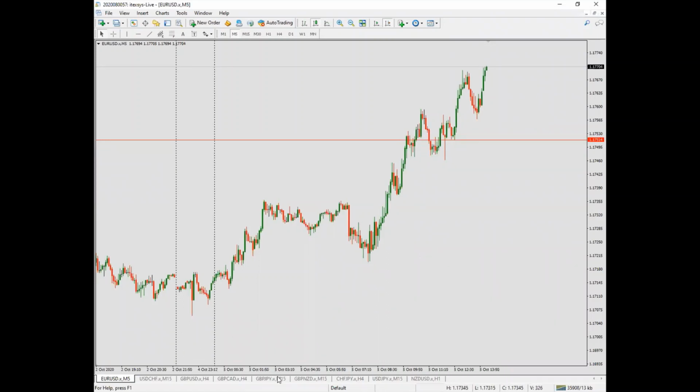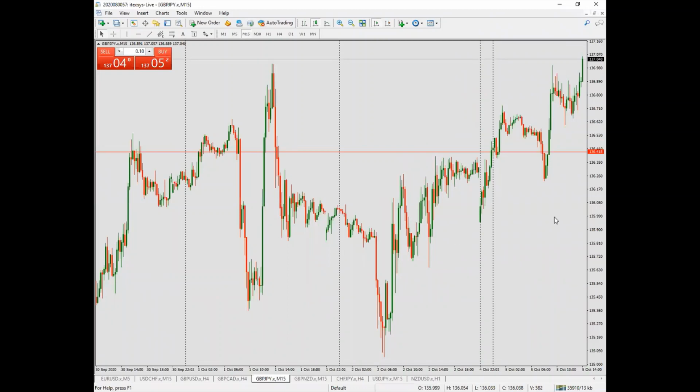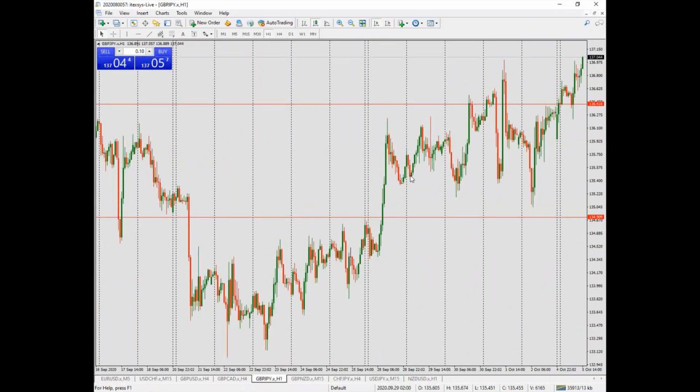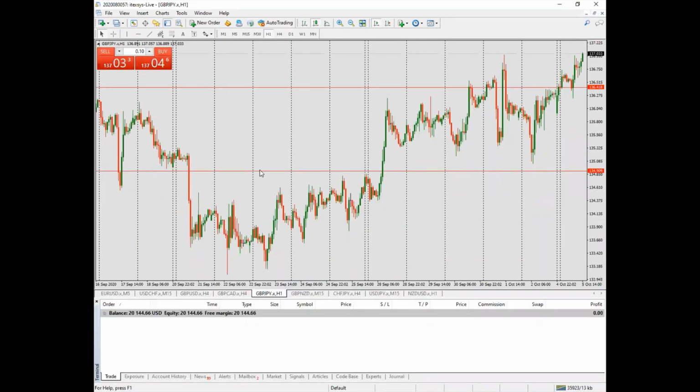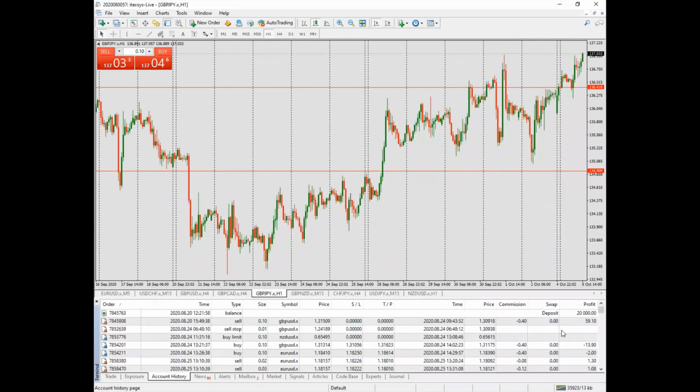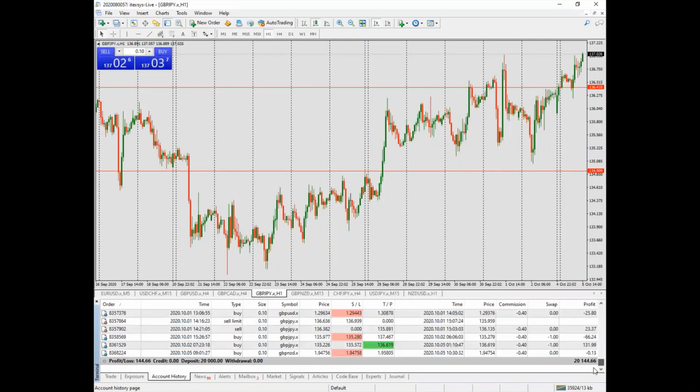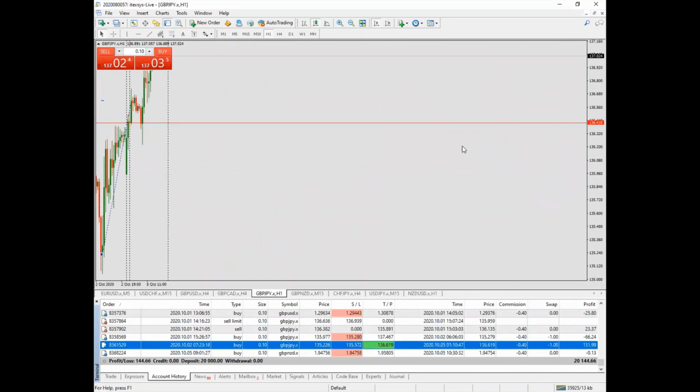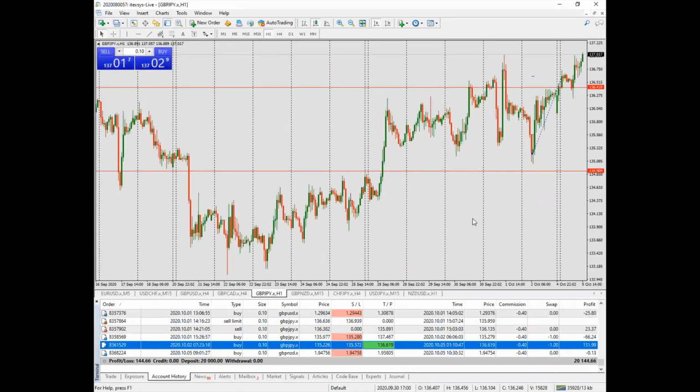Okay, next one, I'll choose the GBP against the yen, and I just want to show you something nice. I think it was in the GBP yen. I had a nice position on this one not long ago. Yeah, this one. Then I will explain, and then we will see what can happen going forward.